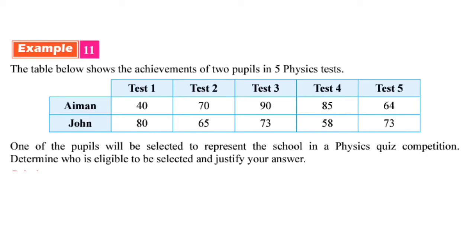John will be selected to participate in the physics quiz competition. The standard deviation of John's scores is lower because John's achievement is more consistent. You need to justify your answer by writing the sentence: the standard deviation of John's score is lower because John's achievement is more consistent. Please memorize the sentence. That is the so-called justification.